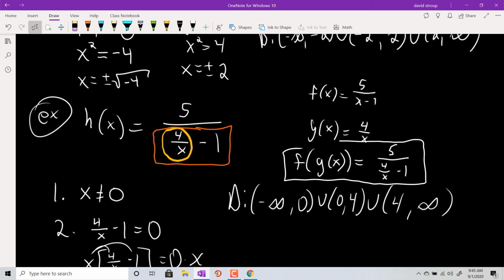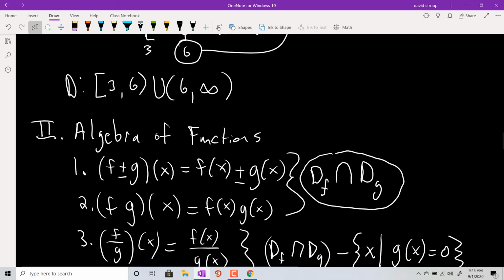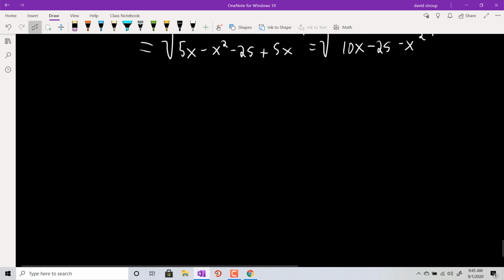And again, we're going to worry about the domains of these new functions that we create from putting one function inside of another. And of course, we call that operation the composition. Okay? So section 3, compositions of functions.